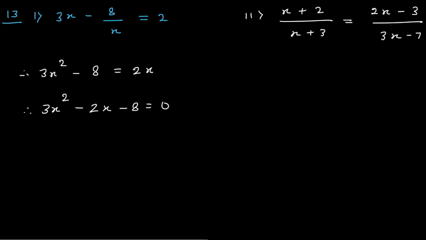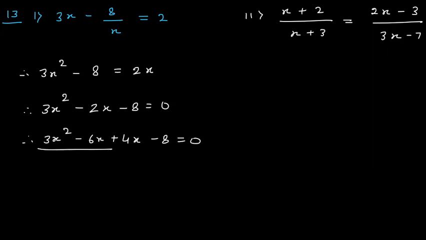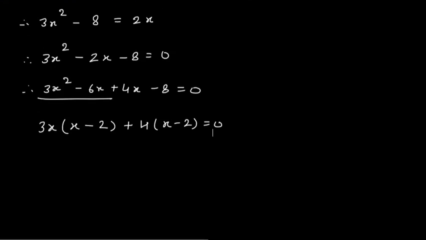Yes. Actually, I do not need to find the factors of only 8. It is 8 times 3, that is 24. We have to take the factors of 24. So 6 times 4 is 24, right? Okay. So therefore, here we will say that this is 3x square minus 6x plus 4x minus 8 is equal to 0. Now I will take 3x common. So once I take 3x common, here it is x minus 2. Here I will take 4 common. Again here it is x minus 2 is equal to 0.